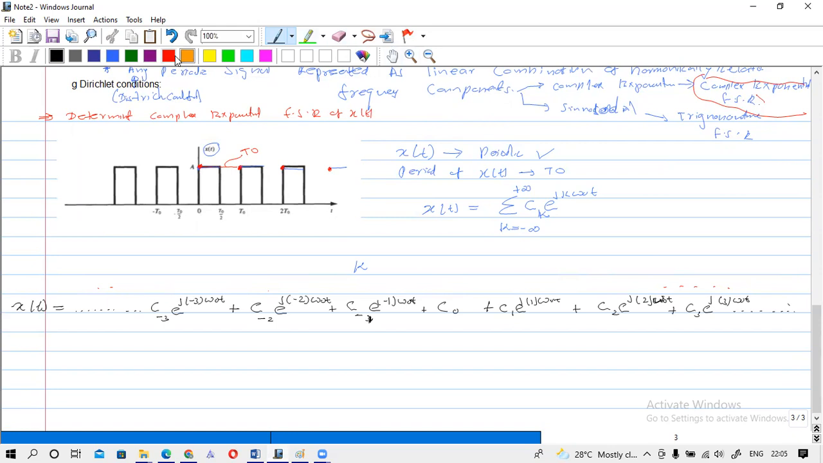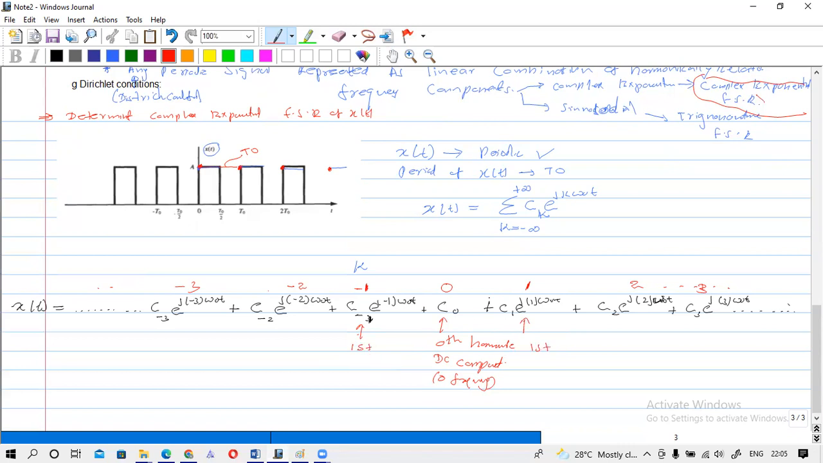So this is the zeroth component. When k is equal to zero, this one is minus 1 and this is plus 1. This is minus 2 and this is plus 2, and this is minus 3 and this is plus 3. So this is our zeroth harmonic, the zeroth harmonic or DC component. That means the frequency is 0 here. So we have 0 frequency here. And this one is our first harmonic.